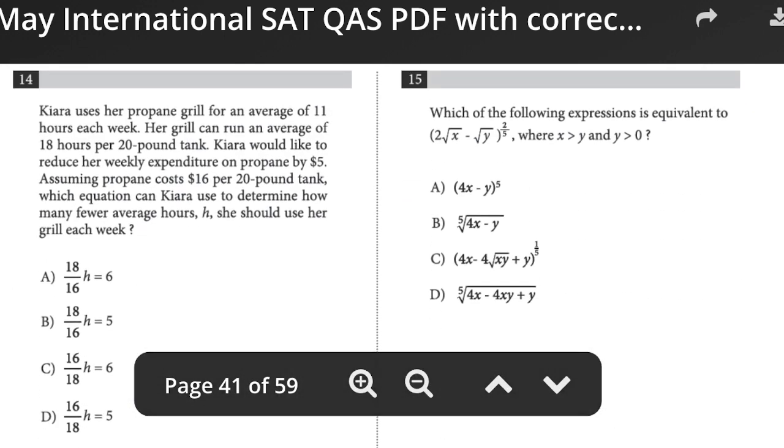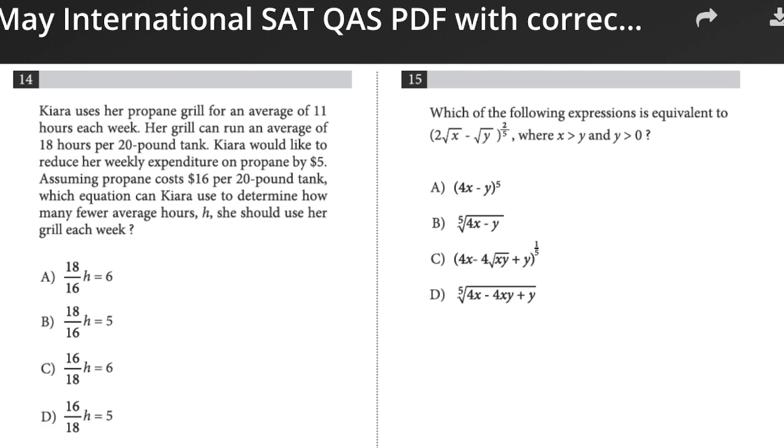Alright, number 14. Kia uses her propane grill for an average of 11 hours per week. Her grill can run an average of 18 hours per 20-pound tank. Kia would like to reduce her weekly expenditure on propane by $5, assuming propane costs $16 per 20-pound tank. Which equation can Kia use to determine how many fewer average hours each week she should use her grill?